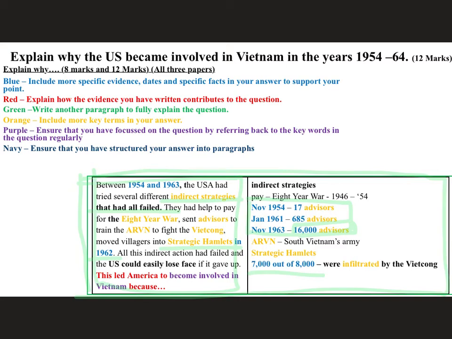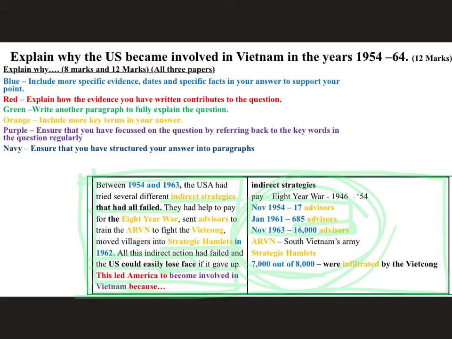So then let's look at red and how this led to it. So all these indirect actions failed. The US could easily lose face if it gave up. All right, they would look like a weak power, okay? And also, this led to America becoming involved in Vietnam because they became invested in it. The previous ideas hadn't worked. So to walk away, not only would America lose face, but they would lose that money that they'd spent, the advisors that they'd sent, everything that they'd done beforehand would be wasted, and they were reluctant to do that.